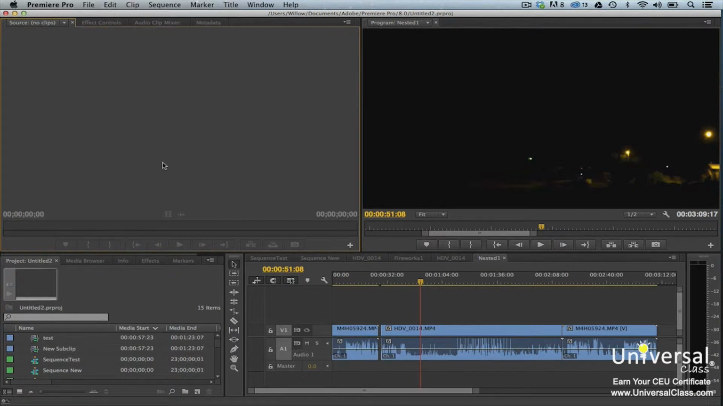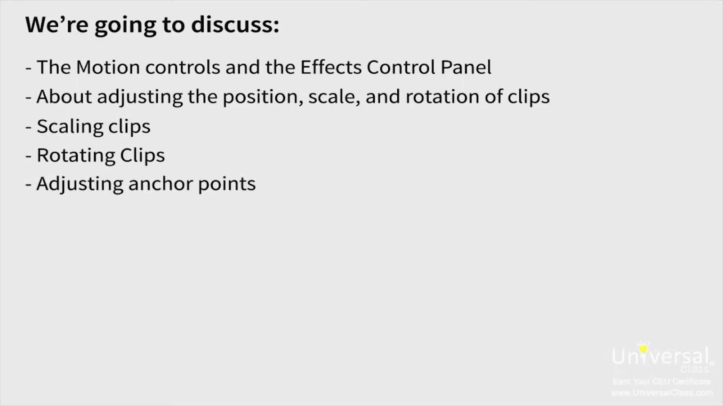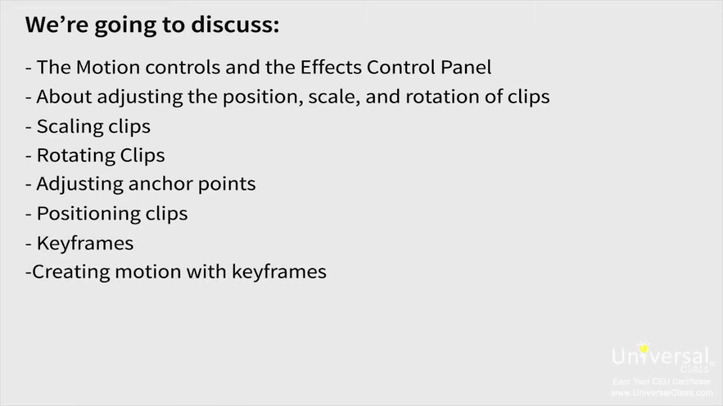You can use the program monitor and the effects control panel, as you'll soon learn, to adjust the effect properties. In this lesson, we're going to discuss the motion controls in the effects control panel, about adjusting the position, scale, and rotation of clips, scaling clips, rotating clips, adjusting anchor points, positioning clips, keyframes, creating motion with keyframes, and keyframe interpolation techniques.